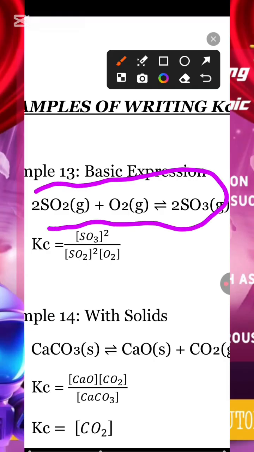Now observe this reaction. You can observe that there are two reactants here and one product. Take a look at this product. You can observe that the product is SO3. Meanwhile, there is a 2 behind it, this 2 here that I just covered. Now that 2 there is the coefficient.